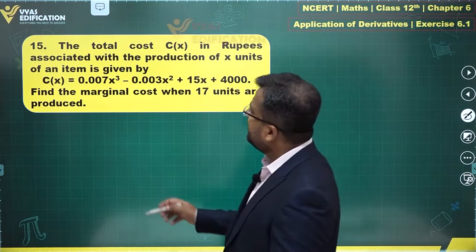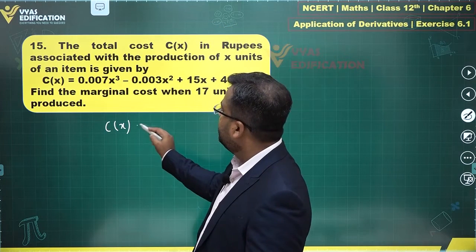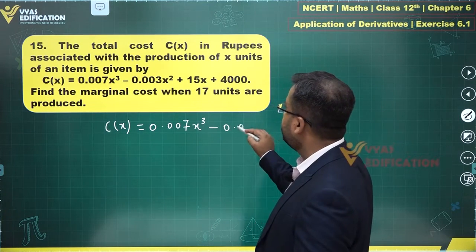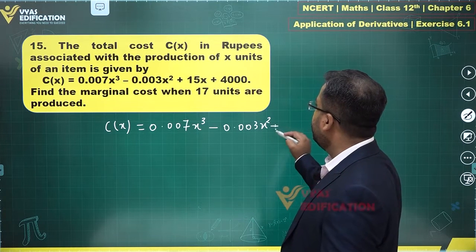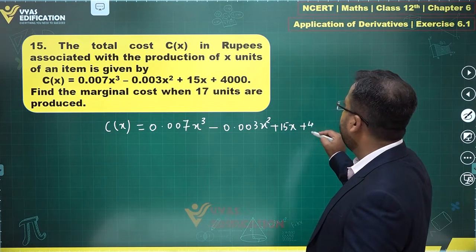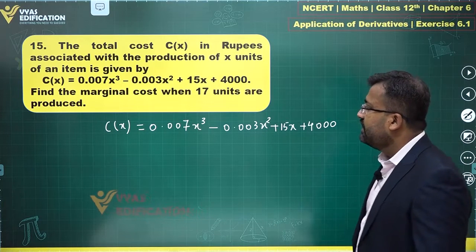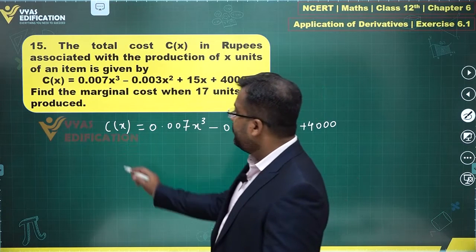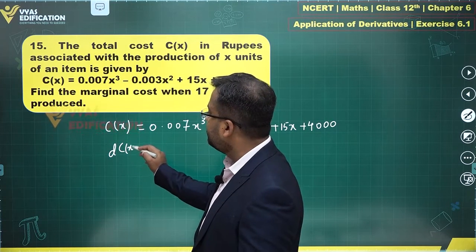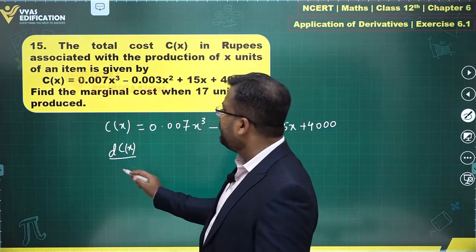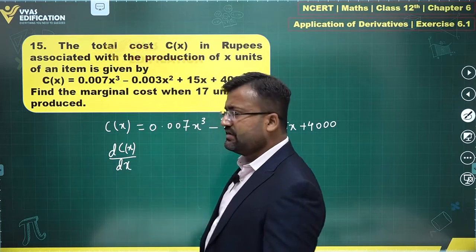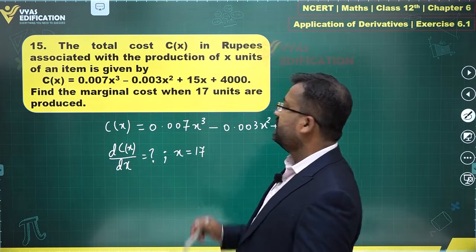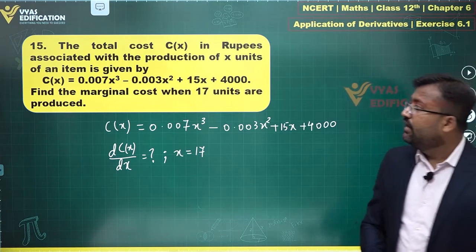Total cost in rupees, it is already given Cx is equal to 0.007 x power 3 minus 0.003 x power 2 plus 15x plus 4000 is what I have, right? This is what I have. Find the marginal cost. So we are interested in dCx over dx is equal to question mark when x equals 17. This is what we are interested in, right?